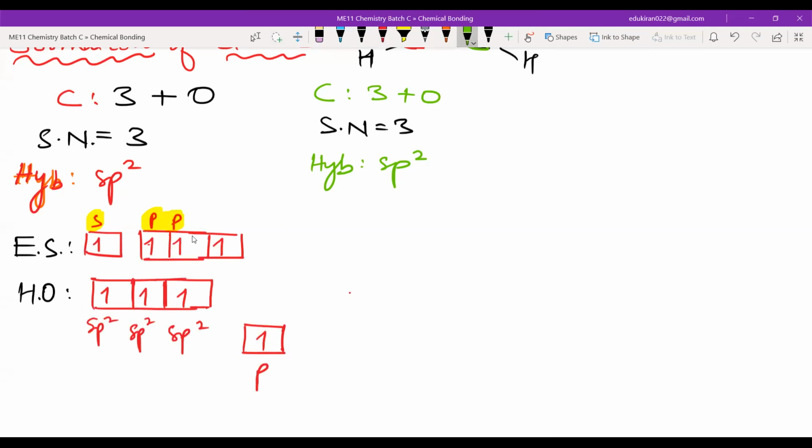No, this one. The excited state here will also have S and P's. I have to have only one electron here. And the hybrid orbital here is also S, P, and P. These will all combine, and this pure P will remain as it is. That is why you will have the hybrid orbitals like this.